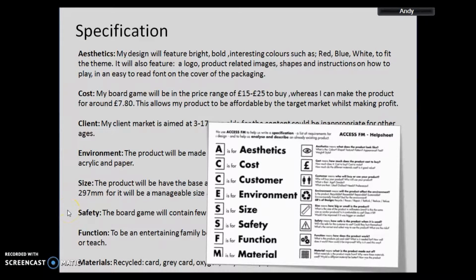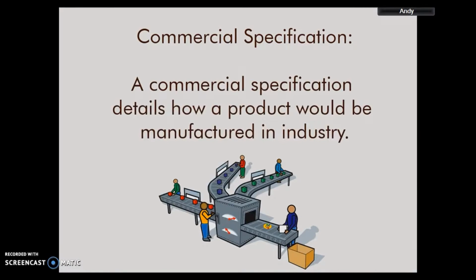At the beginning of this project you created a specification. This talked about how your product was going to be. However, this was detailing how your product was made in school. A commercial specification details how a product would be manufactured in industry.